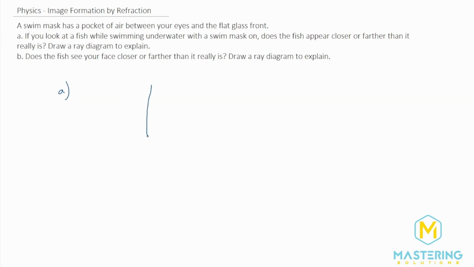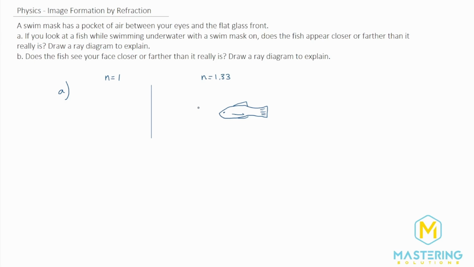So if this is the edge of our mask, and we'll say over here is the water, so this is going to be the 1.33. And then in here is where the air bubble is trapped, so that'll be n of 1. And then they tell us that there's a fish that we're looking at, right? Okay, so here is our picture of the fish.